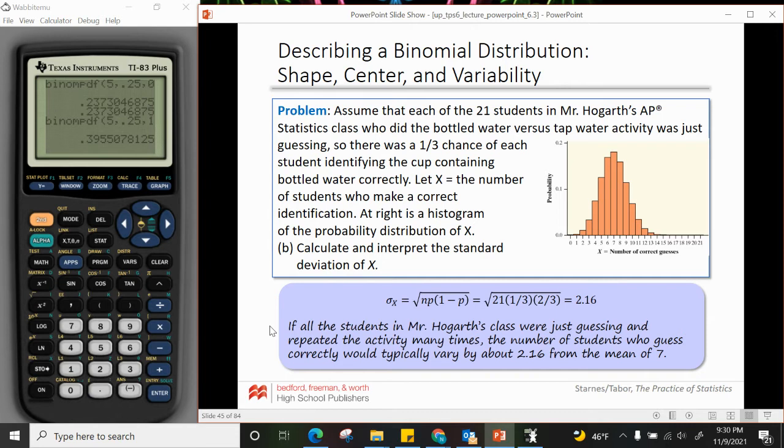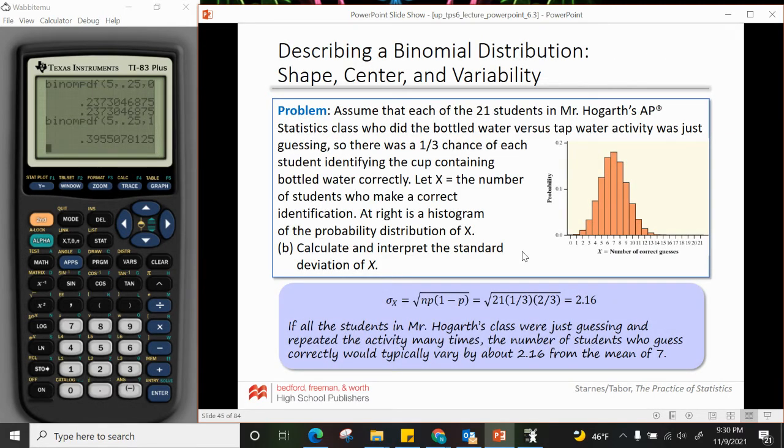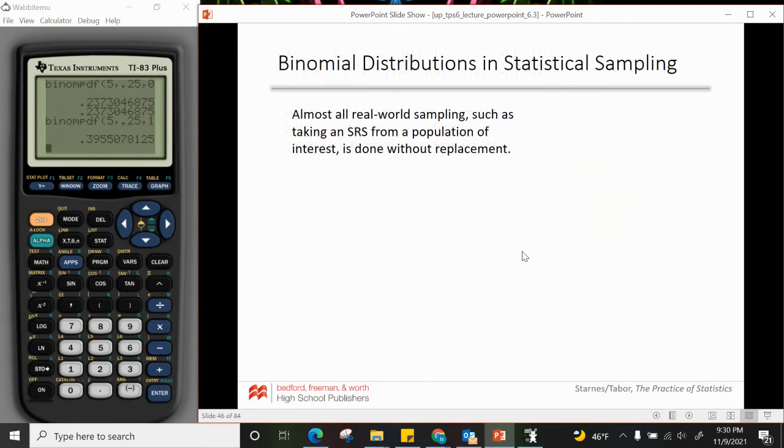Take the square root of that, which is 2.16. So if all the students in Mr. Hawthorne's class were just guessing and repeated the activity many times, the number of students who guessed correctly would typically vary about 2.16 from the mean of 7. So pretty similar to our regular mean and standard deviation definition or explanation.